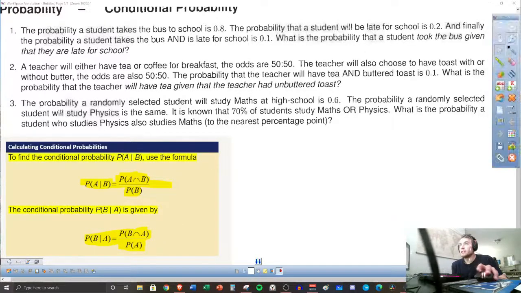For number 1, let's go ahead and start looking at it. It says the probability a student takes the bus to school is 0.8. The probability the student is late for school is 0.2. And finally, the probability a student takes a bus and is late for school is 0.1. What is the probability that the student took the bus given that they are late for school? This "given that" statement, that's what we're looking for when we're working these questions.